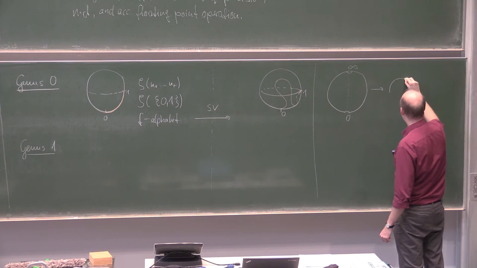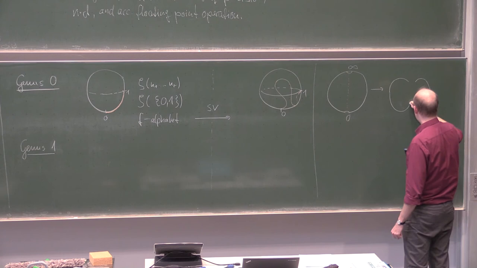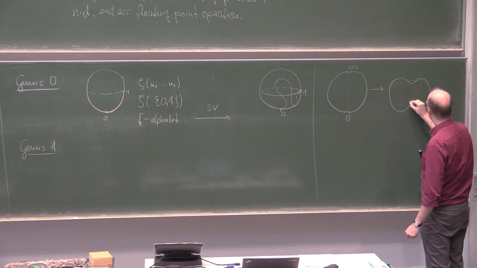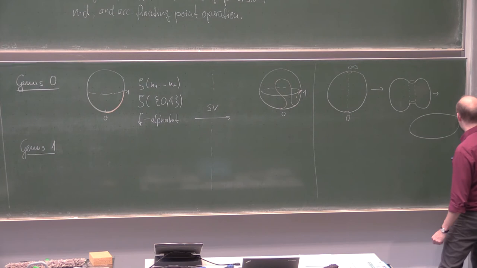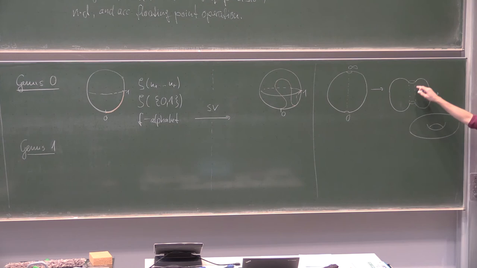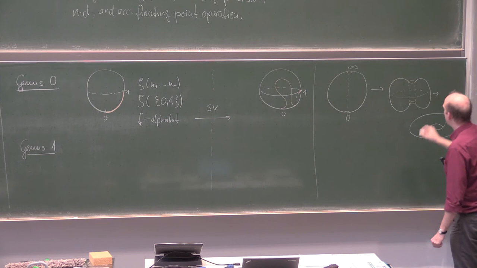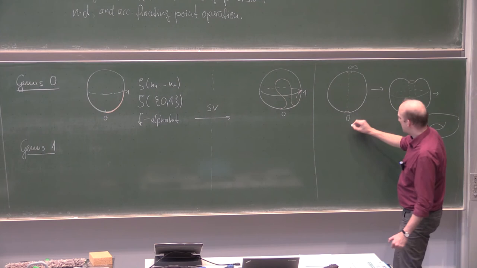Let me try to draw this, which is of that shape. And it will result in a torus, which I will draw here, where these two small circles have been merged and will result in the hole in the torus. But there's also another possibility.